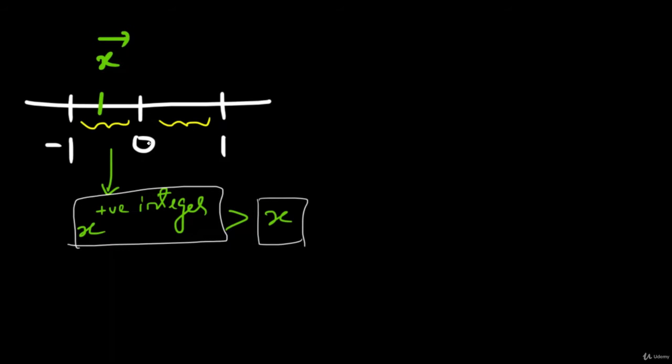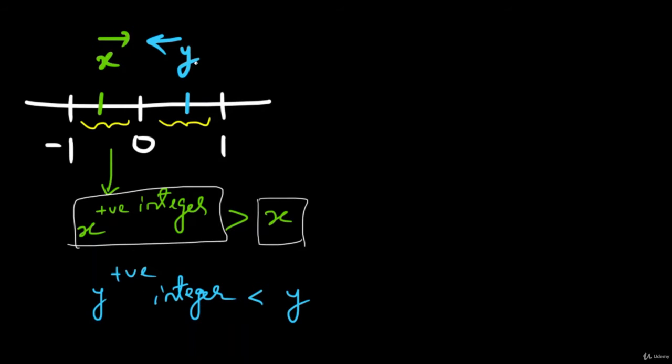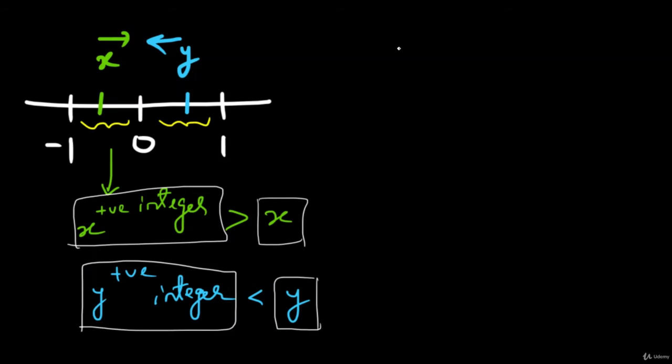Now, if you take a number between 0 and 1, let that be your y. And if you raise it to a positive integer, then you are moving to the left. That is, this number over here will be less than y. Remember, on the number line, as you go to the right, you get greater numbers. And on the number line, as you move to the left, you get lower or smaller numbers.